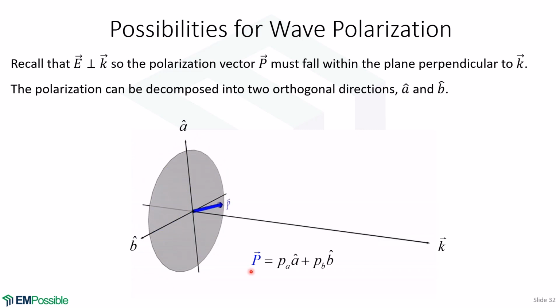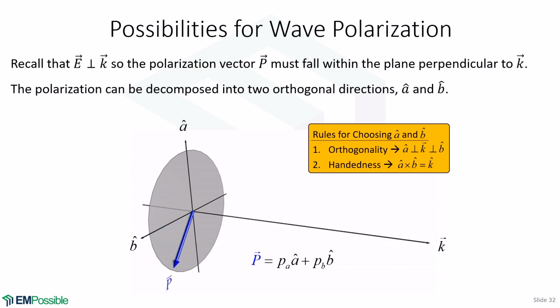So in general, this polarization vector is some kind of weighted sum of these two directions a and b, where p_a and p_b are complex numbers, because the component in each of the a and b directions can have an amplitude and a phase. Now, not all choices for a and b are possible. They have to follow some rules.